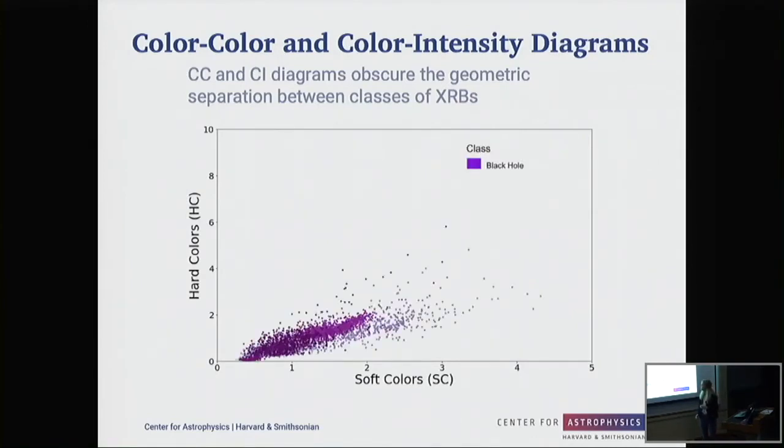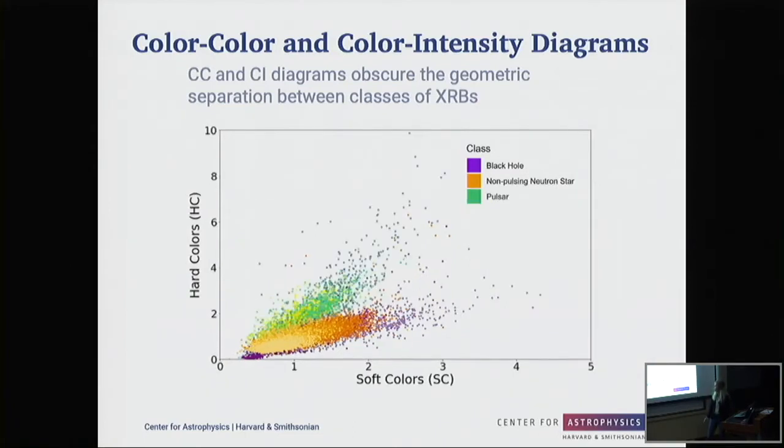If we look at black holes, they're occupying this region, and these are our sources, and there's 10 different ones of them. When we add our non-pulsing neutron stars, we see that they occupy a very similar region within this color-color diagram. Lastly, when we add our pulsars, we see that they are spatially somewhat distinct, but there's a lot of overlap within this diagram as to where these different sources are. So we see that these two-dimensional representations of our data obscure the geometric separation that actually exists between these classes.